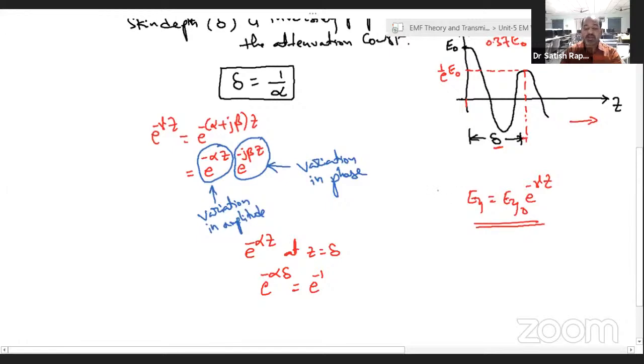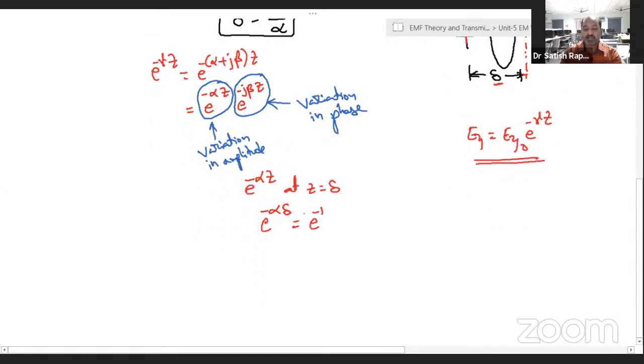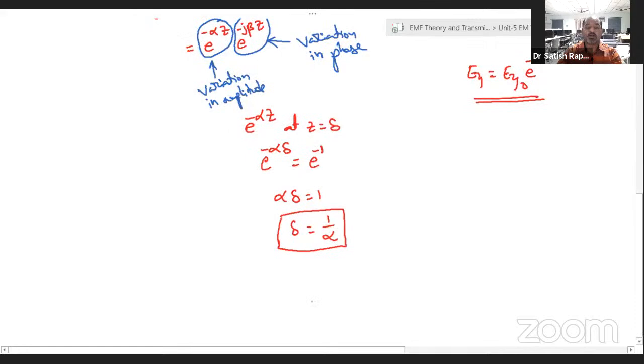right? So as we know, at z is equal to delta the wave amplitude reaches 1 by e. The wave's amplitude will become 1 by e, 1 by e in the sense, e power minus 1. So e power minus alpha delta is equal to e power minus 1. Therefore we can write alpha delta is equal to 1 and delta is equal to 1 by alpha. So the skin depth or depth of penetration is 1 by the attenuation constant, right?